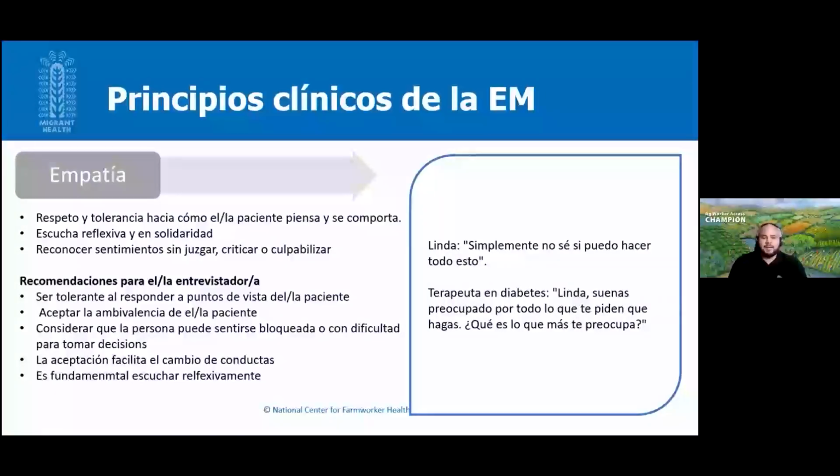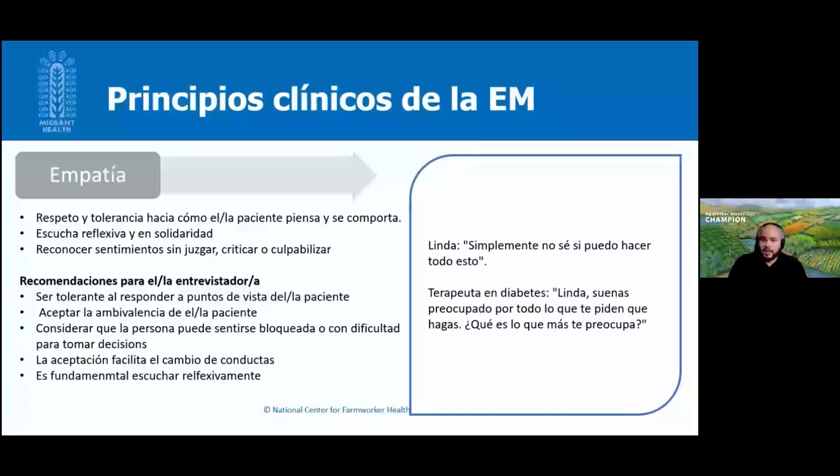this third principle is empathy. In this case, the interviewer always has to show respect and tolerance towards the differences that the patient may have. As I said, we might have our own opinions, and the patient will have his or her own opinions, and we need to be able to look at that and honor the fact that they have their own opinions.